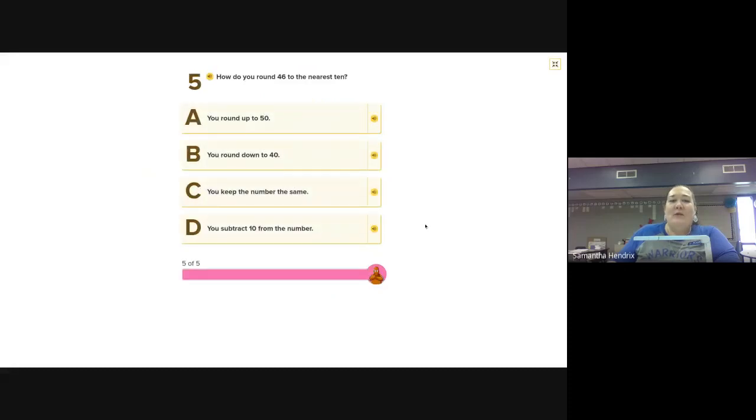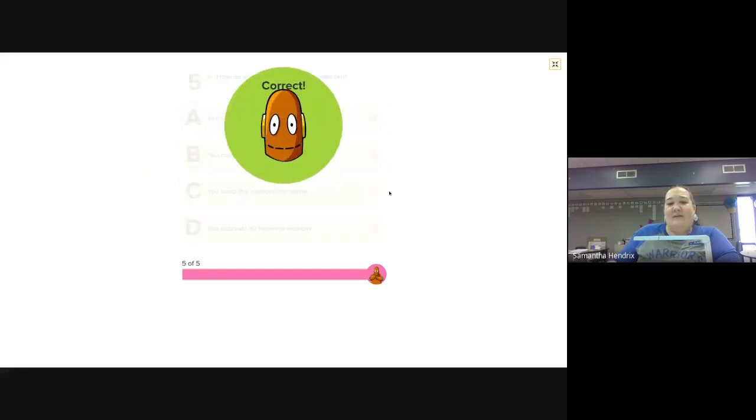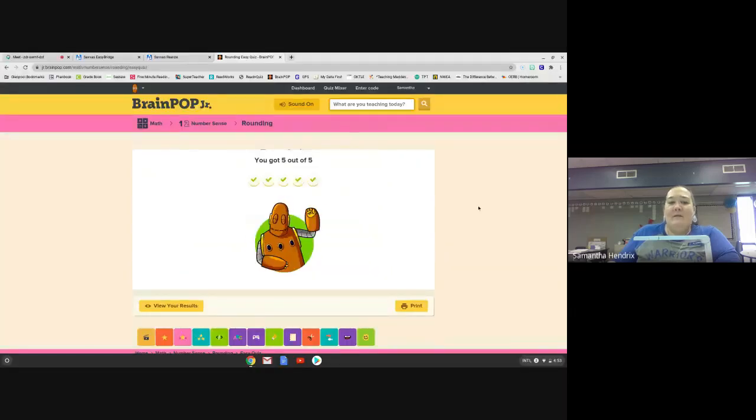How do you round 46 to the nearest 10? So 46, the 6 is going to tell that 4. Is it going to be 4 or less, let it rest and stay a 4? Or 5 or more on the 6, 5 or more raise the score. It's going to raise the score. So that 4 is going to be a 5. So 46 rounded to the nearest 10 is 50. So we round up to 50. Good job.